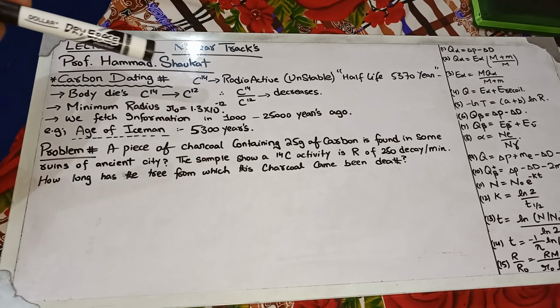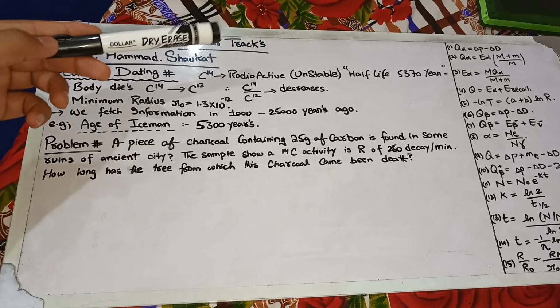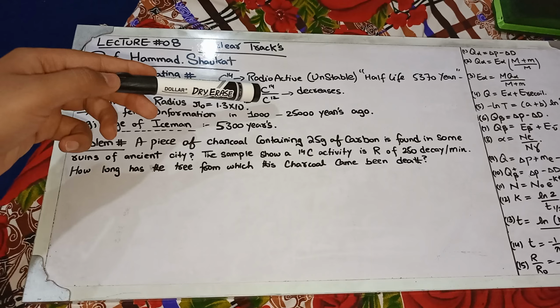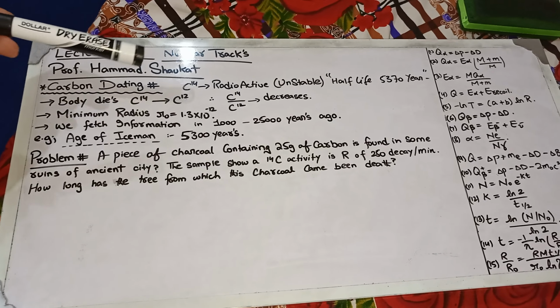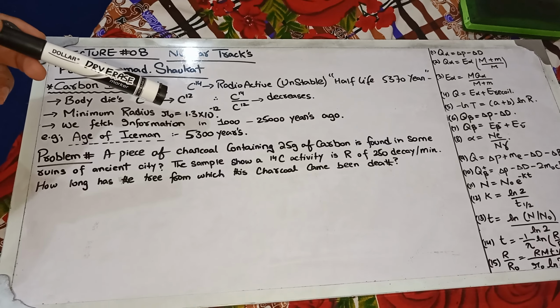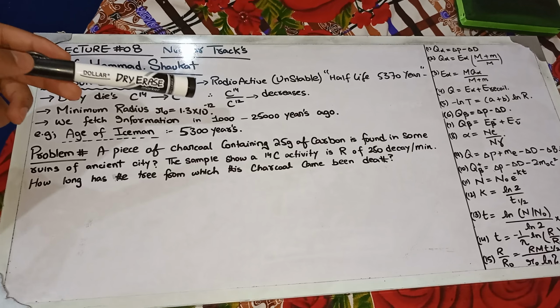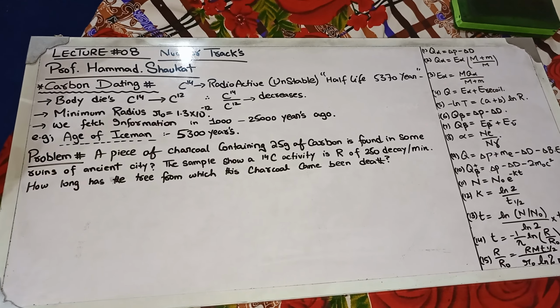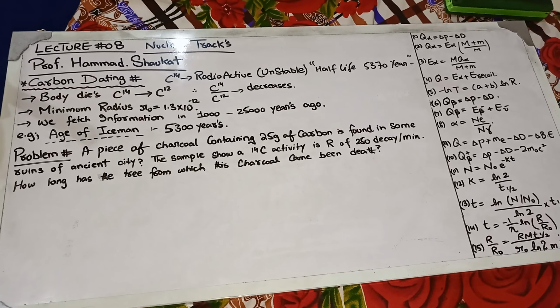So carbon dating is basically the ratio, the decrease in the ratio carbon 14 divided by carbon 12, and the minimum ratio for this, which is denoted by r naught, equals 1.3 multiplied by 10 raised to minus 12. This is basically the minimum ratio for the case of carbon dating.